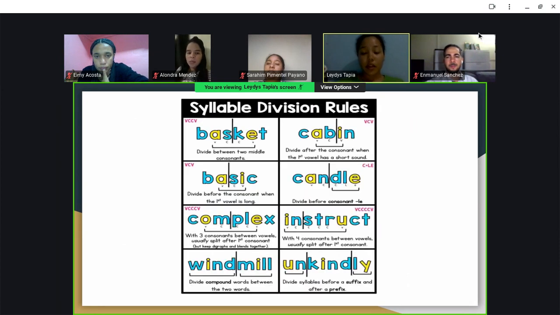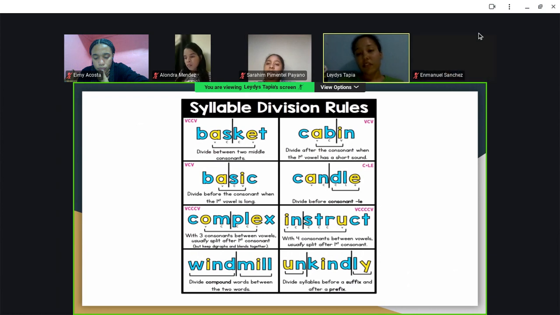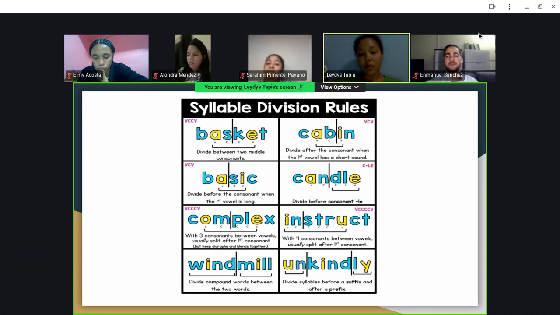There are some tips that you may want to be aware of. First one being, always be aware of the vowel sounds that you have in your word. For example, if you have a vowel consonant vowel pattern, you may want to divide after the consonant when the first vowel has a short sound, as for example in the word cat. Or if you have a word such as basic, also a VCV pattern, so basic, you divide before the consonant.